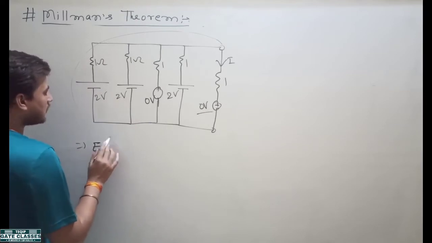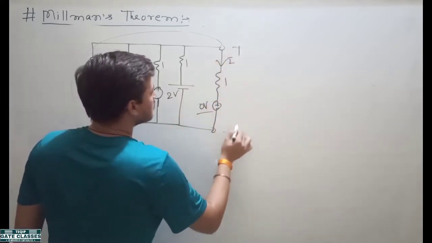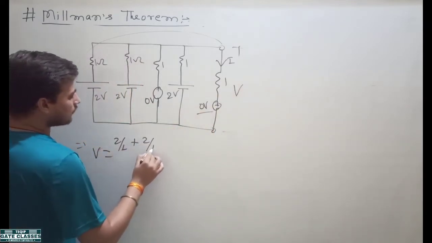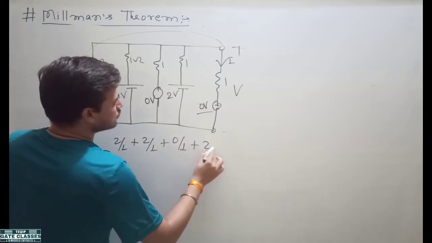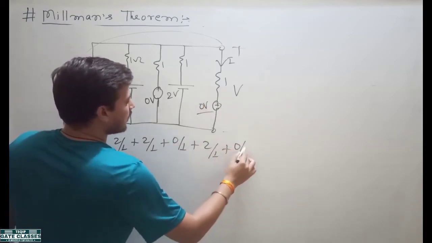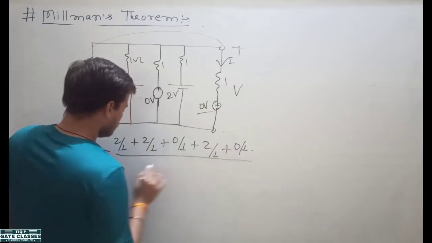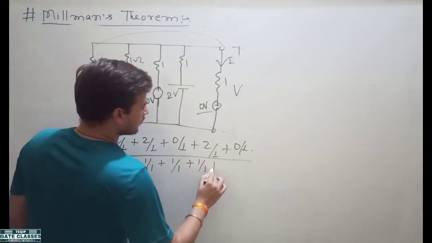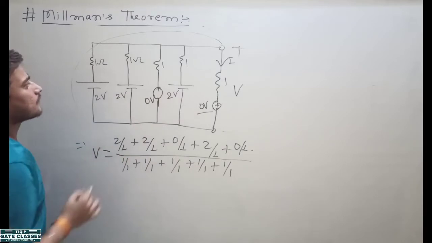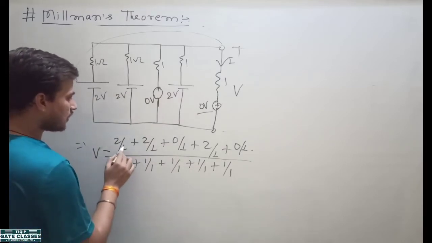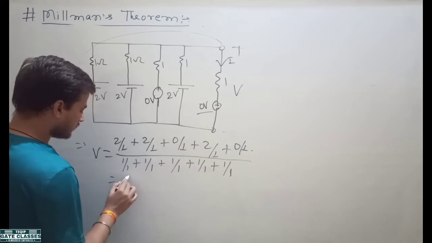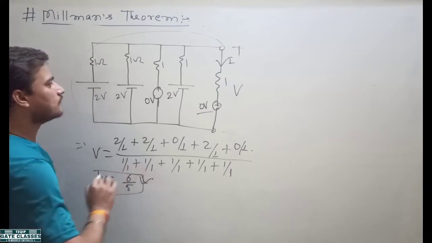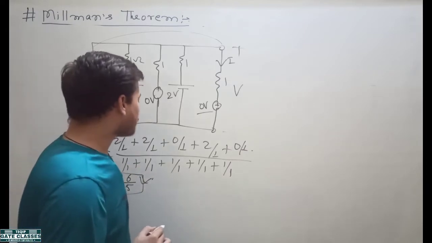You write the expression, you are getting directly the voltage V. So V will be equal to 2 by 1 plus 2 by 1 plus 0 by 1 plus 2 by 1 plus 0 by 1 divided by 1 by 1 plus 1 by 1 plus 1 by 1 plus 1 by 1 plus 1 by 1. There are 5 resistors connected in parallel. So here it will be 2, 2, 4, 2, 6. 6 divided by 5. V is equal to 6 divided by 5 volt.